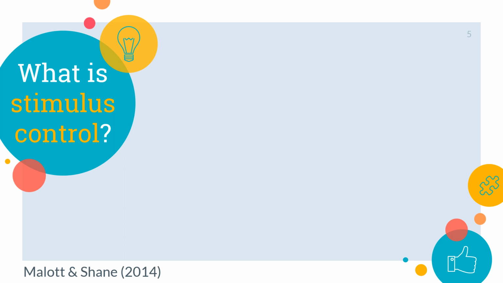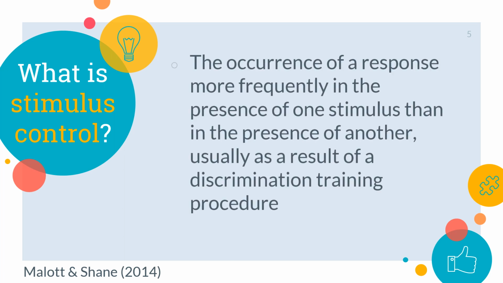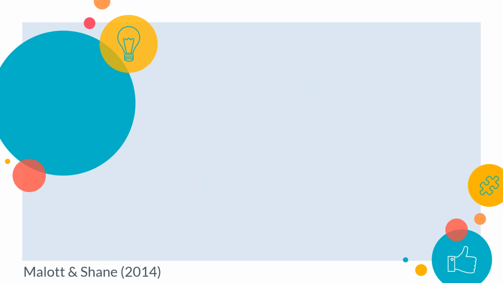So what is stimulus control? As stated in the Principles of Behavior by Malott and Shane, 2014, stimulus control is the occurrence of a response more frequently in the presence of one stimulus than in the presence of another, usually as a result of a discrimination training procedure. And according to Green 2001, the goal of all instruction is to get specific responses to occur reliably under particular antecedent stimulus conditions and not under other conditions.